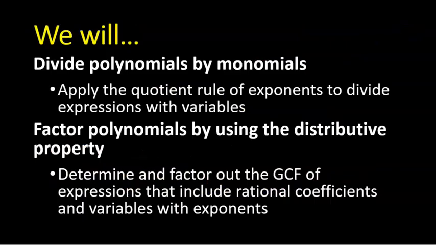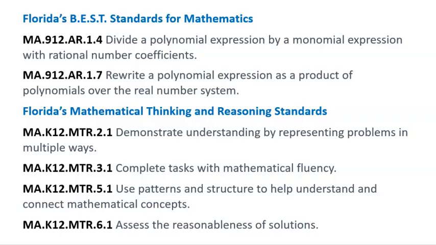So in this video we are going to divide polynomials by monomials. So we're going to apply the quotient rule of exponents to divide expressions with variables. And then we're also going to factor polynomials by using the distributive property or reverse distributive property. And we're going to determine and factor out the GCF of expressions that include rational coefficients and variables with exponents.